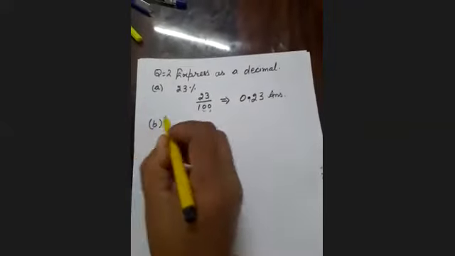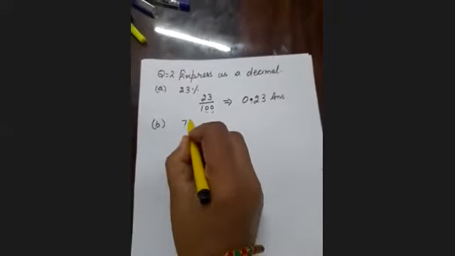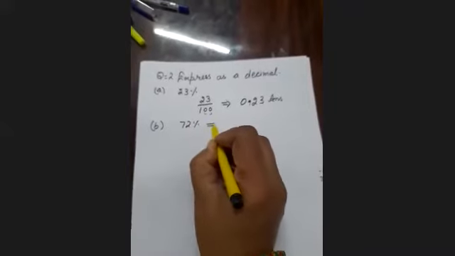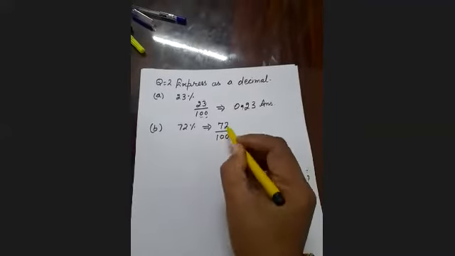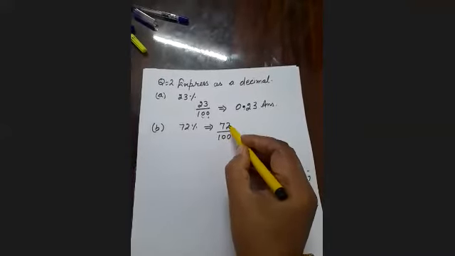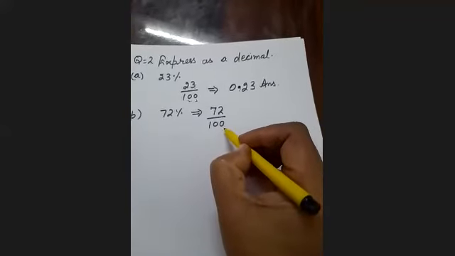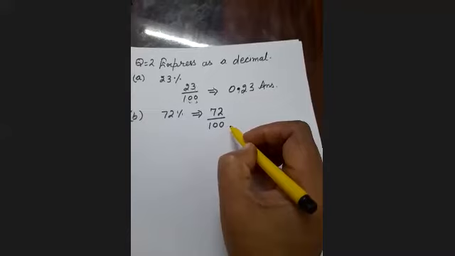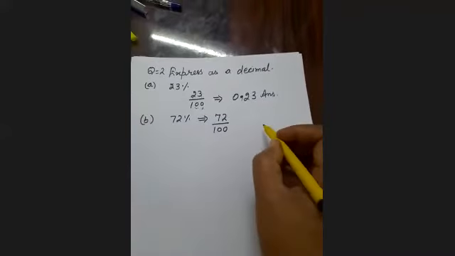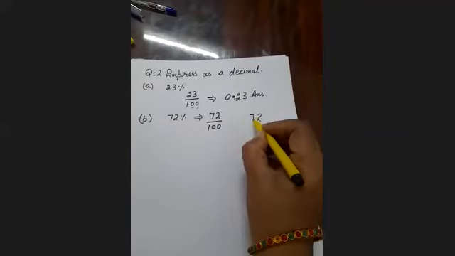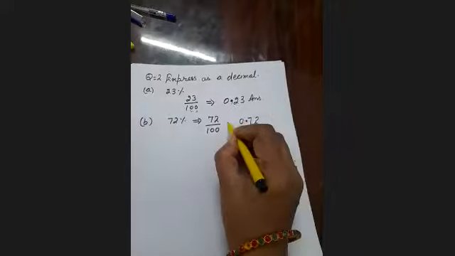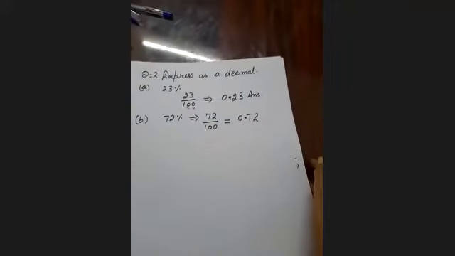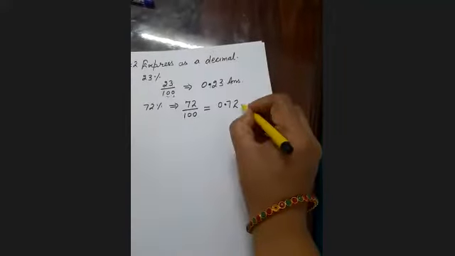Clear, beta? Now part B is 72%. First we write it as 72 upon 100. Numerator is 72 and denominator is 100. Now put the decimal point after 2 digits from the right hand side. Now your answer is 0.72.